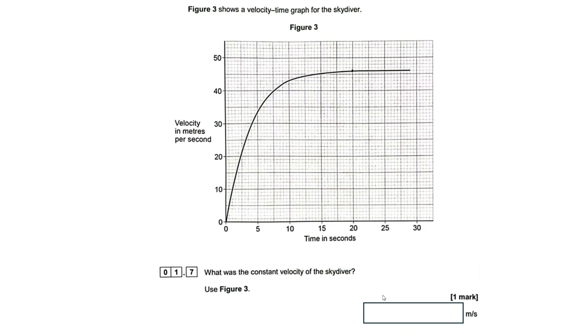What was the constant velocity of the skydiver? So the horizontal line is reached at 46 meters per second. If you see, each square is 5 meters per second, and we're one little square on top of the big square, so 46 meters per second.